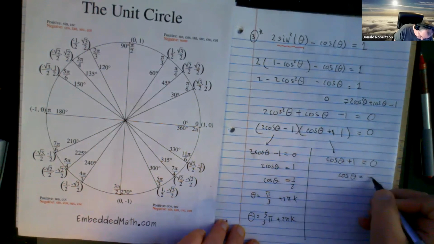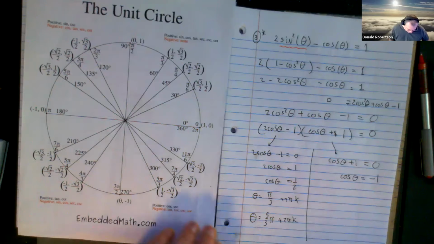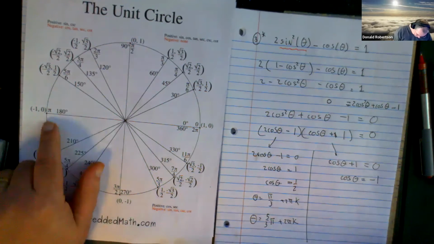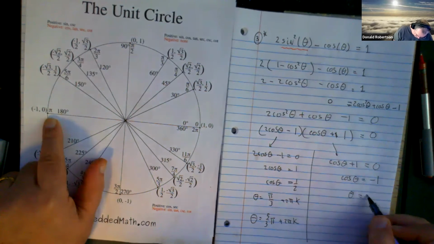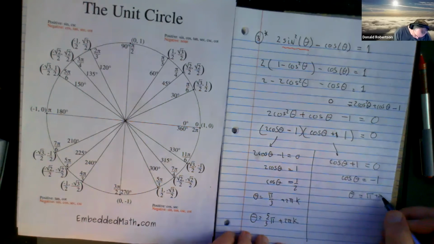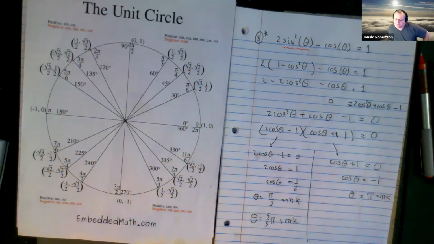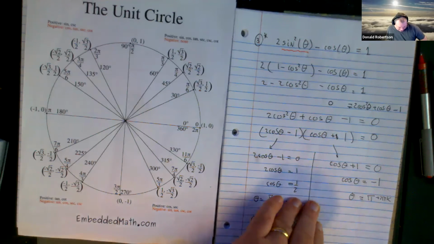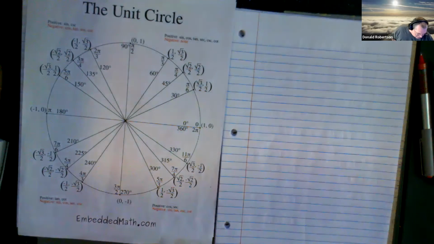So cosine of theta is minus 1. So I am looking for an x coordinate of minus 1, and this is one of the situations where there's only one answer, which is there. Of course, plus 2 pi k. And now we have solved it. Are we comfortable with this process? Each one hopefully leads us closer to it. Get those out of the way.